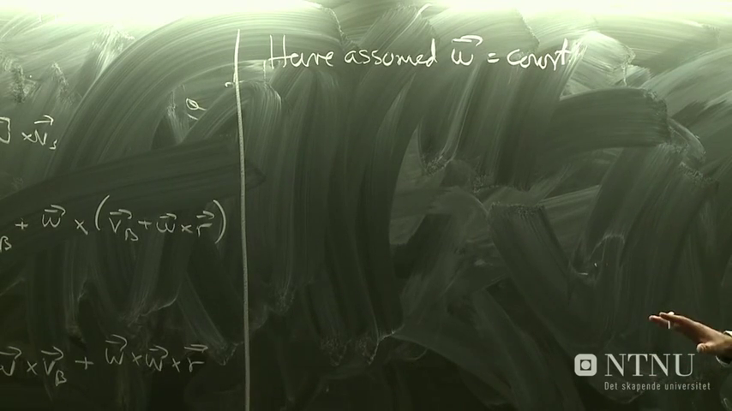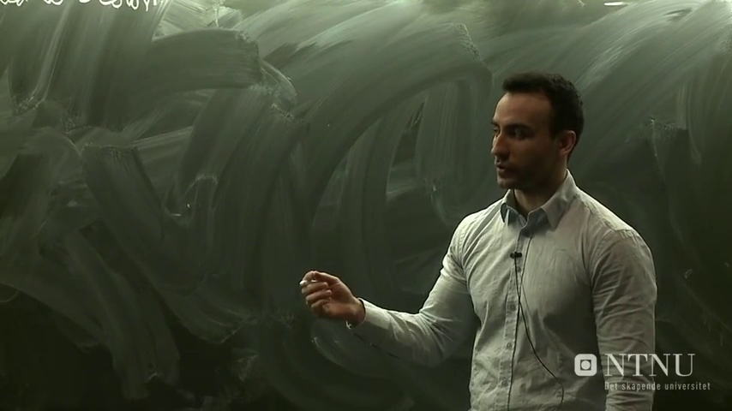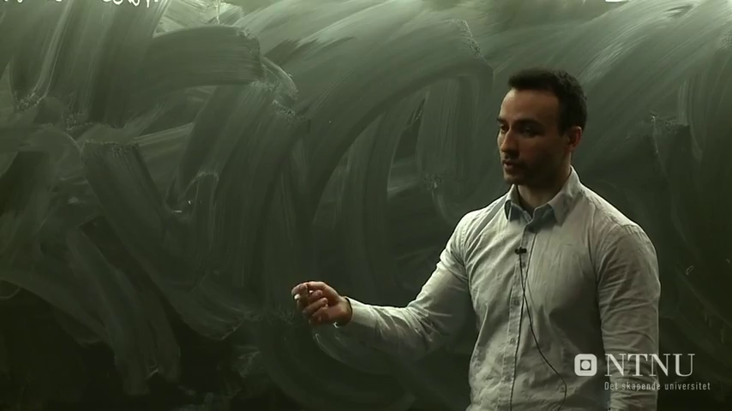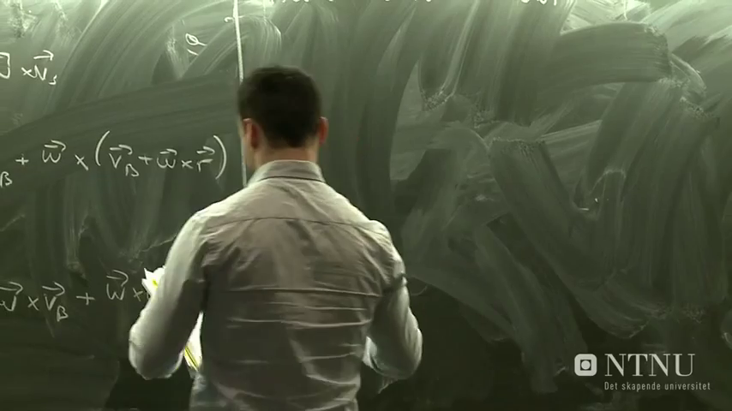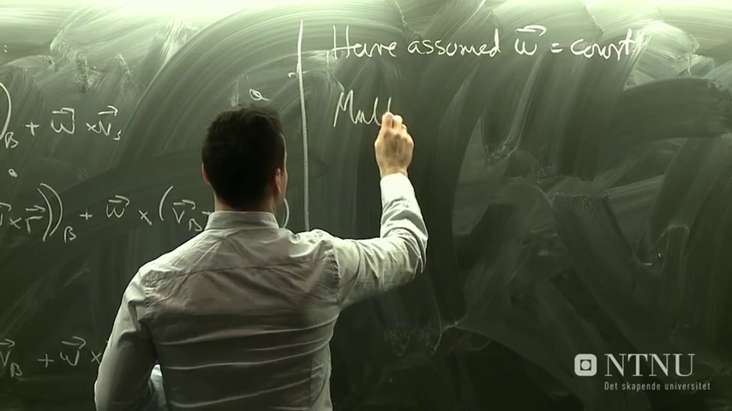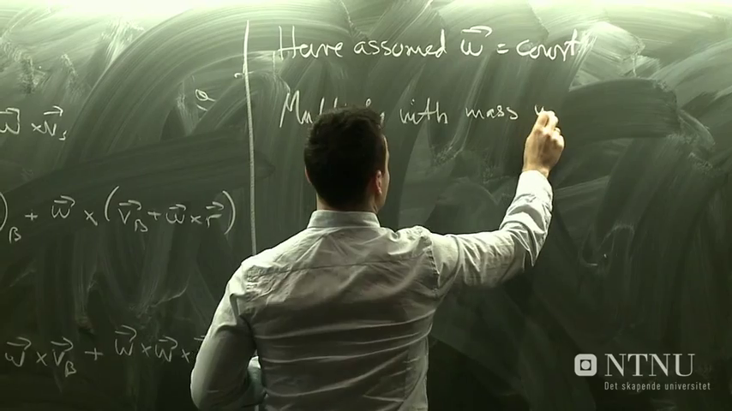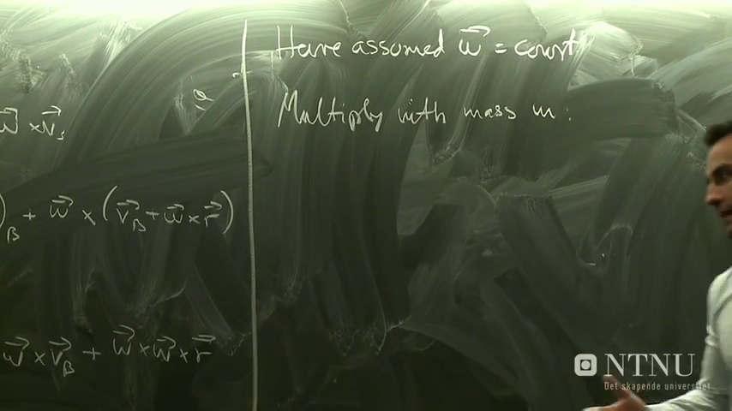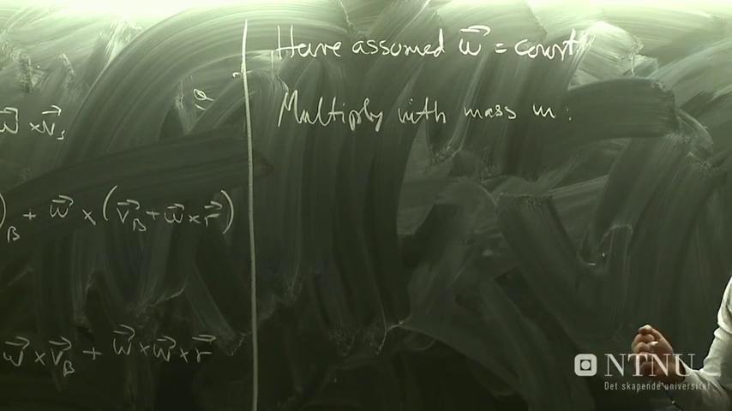Now, what we're interested in ultimately from this calculation is to say something about how the force acting on a particle as seen from the stationary system is related to the force acting on the particle as seen from the rotating system. So we know that the force should just be mass times acceleration if we have a constant mass. So let's just multiply this equation with the mass of the object.